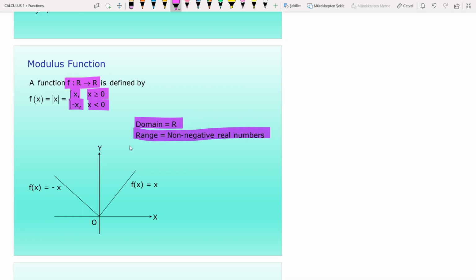Okay, let's look at this function again, the modulus function. You should know the graph of this function also. As you see, for negative numbers you have minus x. For positive numbers you have x from 0 to infinity.